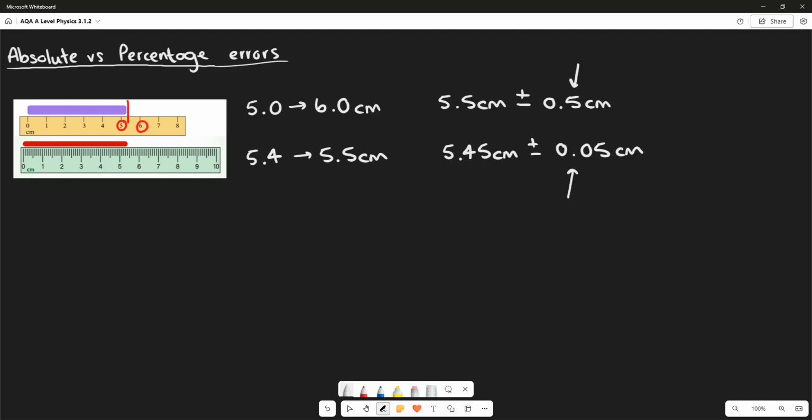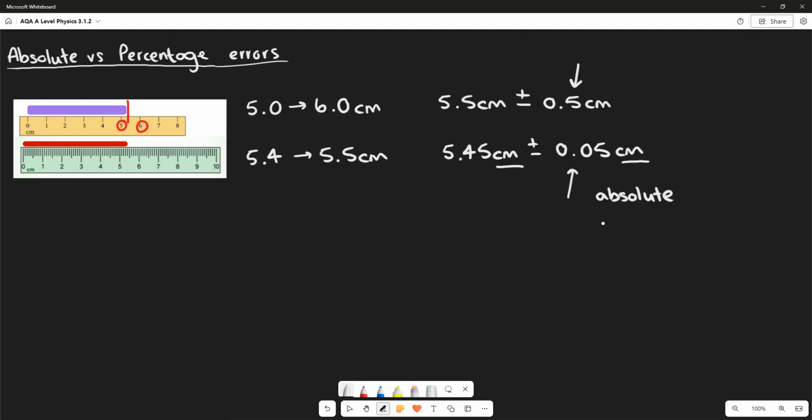These are the uncertainties of our measurement. And these, because they have the same units, these are absolute. These are absolute errors or absolute uncertainties.